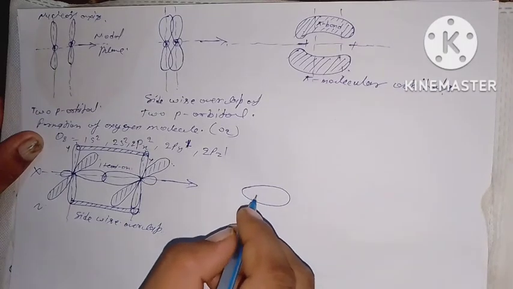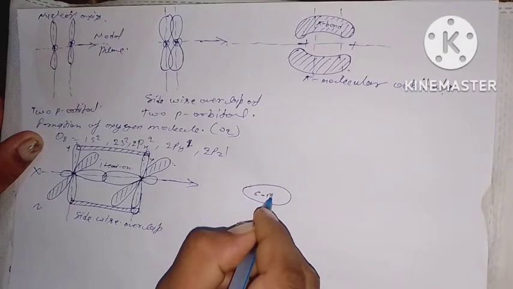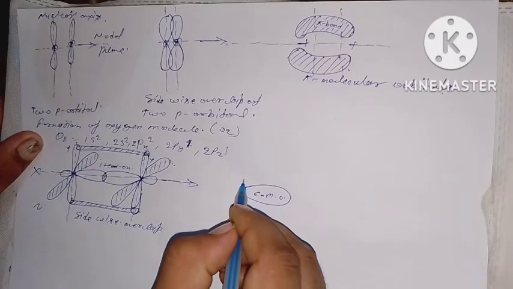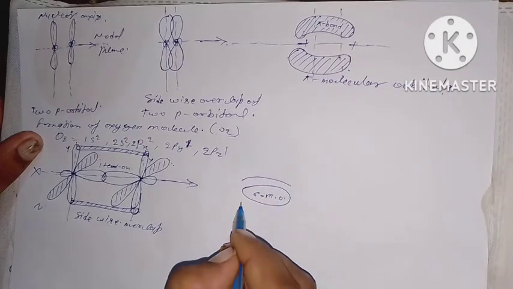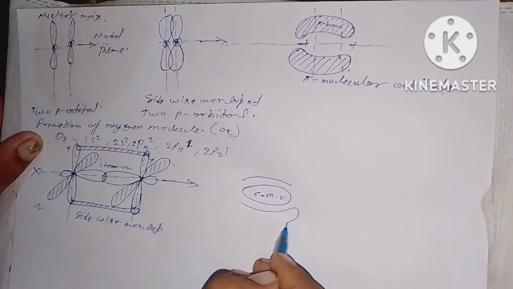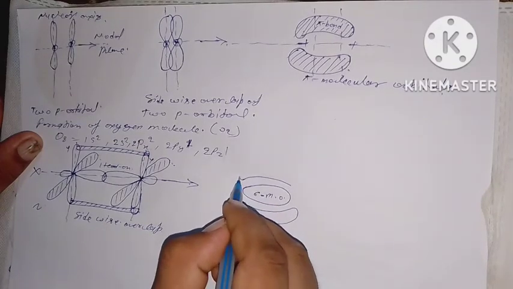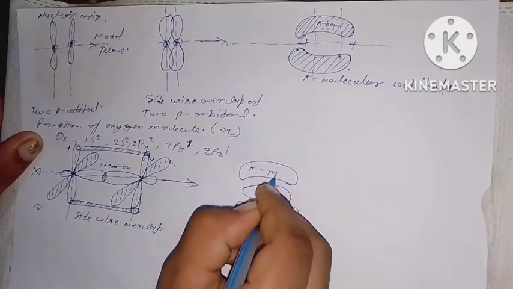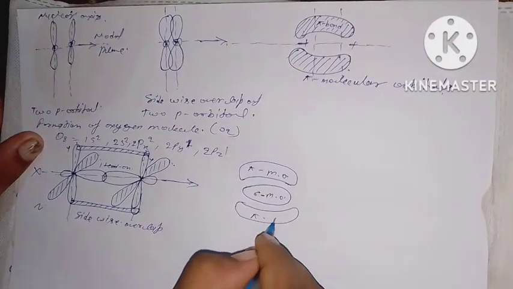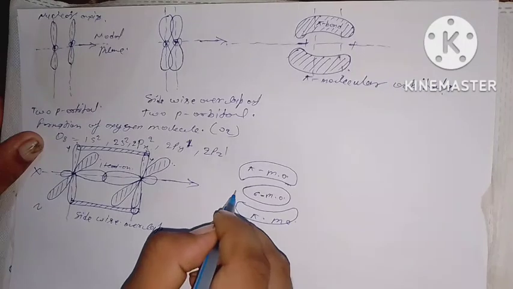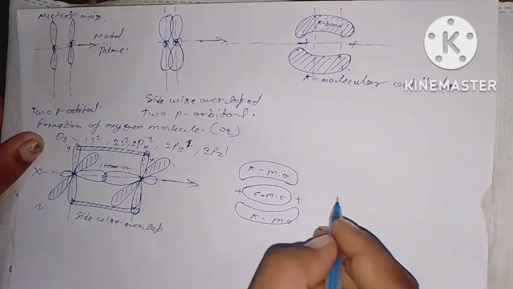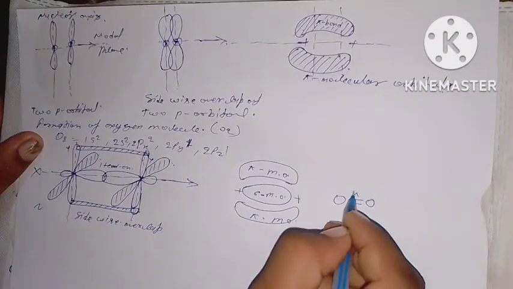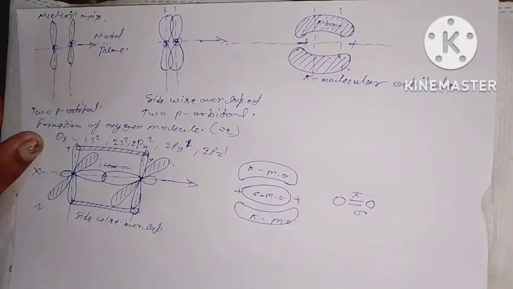Two bonds are present here: a sigma molecular bond and a pi molecular bond. This is plus, this is plus. In oxygen, two bonds are present: a pi bond and a sigma bond.